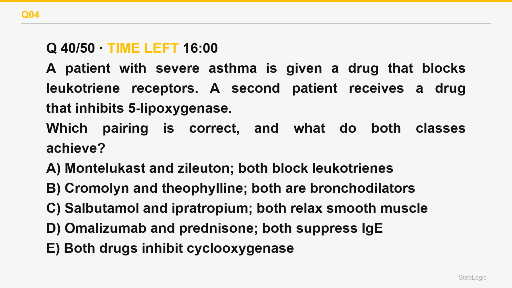Which pairing is correct, and what do both classes achieve? A patient with severe asthma is given a drug that blocks leukotriene receptors. A second patient receives a drug that inhibits 5-lipoxygenase.